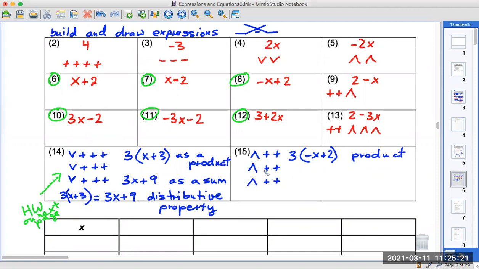Then we can write it separate. We got 3 negatives, so negative 3x, right? Plus 9. Oh, is it plus 9? No, plus 6. That's as a sum. And then we can say 3 times negative x plus 2 is the same or equivalent to negative 3x plus 6. And this is called distributive property. I'll just shorten it.